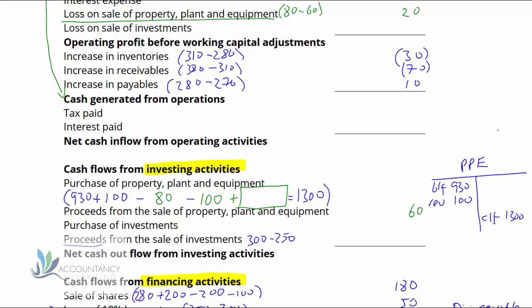Now if you're following along with the T account, we'd have our depreciation and our disposal, so we forgot those, didn't we? We've got our disposal of 80, and we've got our depreciation of 100. And what we want are the additions, that's the missing number here. So when we balance off our account, we will find out what that missing number is.